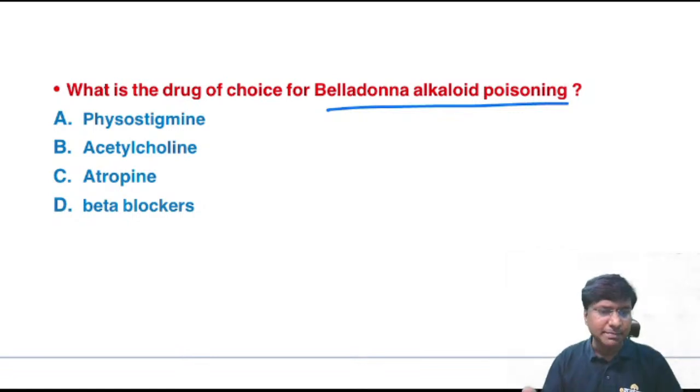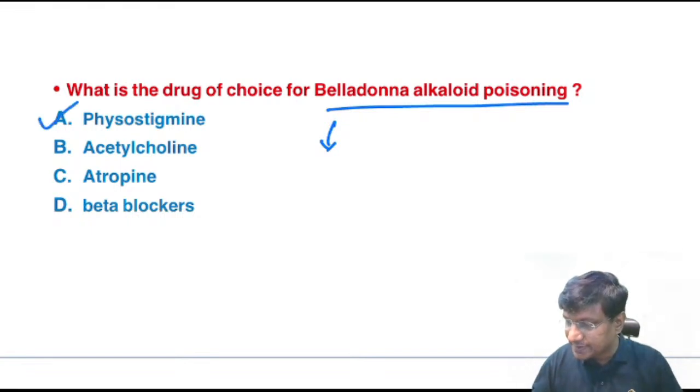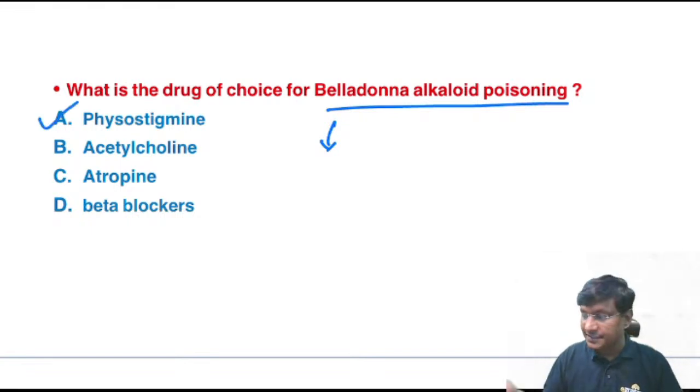Right. So your Belladonna alkaloids. What exactly are your Belladonna alkaloids? Very simple question, not at all a difficult one. Right, very good, Sarika. So the drug of choice will be physostigmine. So what are your Belladonna alkaloids? The Belladonna alkaloids are atropine, then hyoscyamine, and then scopolamine. So these are your Belladonna alkaloids.